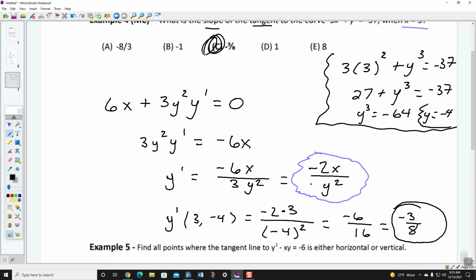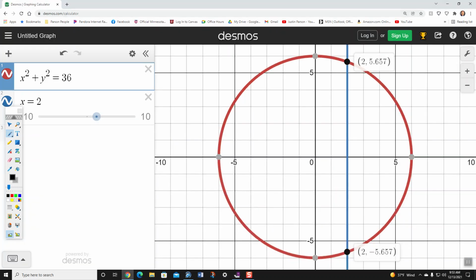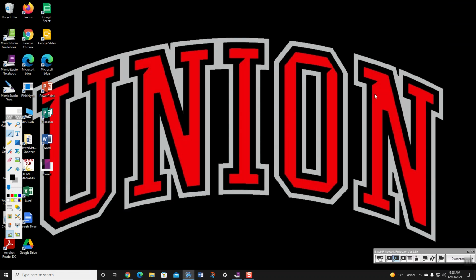How do you guys feel about this right now? Pretty good. I'm going to hold off on example 5 right now. I'm going to give you your assignment to start on implicit differentiation. I think that this last one will take us a little bit of time, so we'll start that right away first thing tomorrow. Probably looking at a short quick quiz. Kids, I'm going to be gone tomorrow morning, but I will be here in the afternoon.